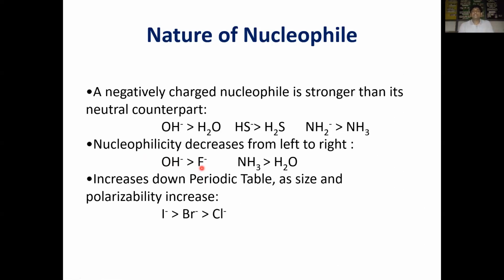In groups, there is an increase in nucleophilicity with increase in size. So I minus is more nucleophilic than Br minus. Br minus is more nucleophilic than Cl minus. F minus is least nucleophilic.